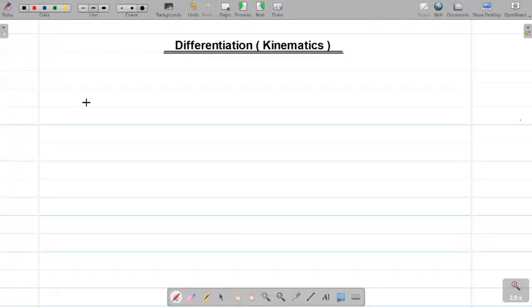Hello everyone, today we are going to talk about differentiation. We will focus on kinematics. First of all, we need to learn about some quantities we have.